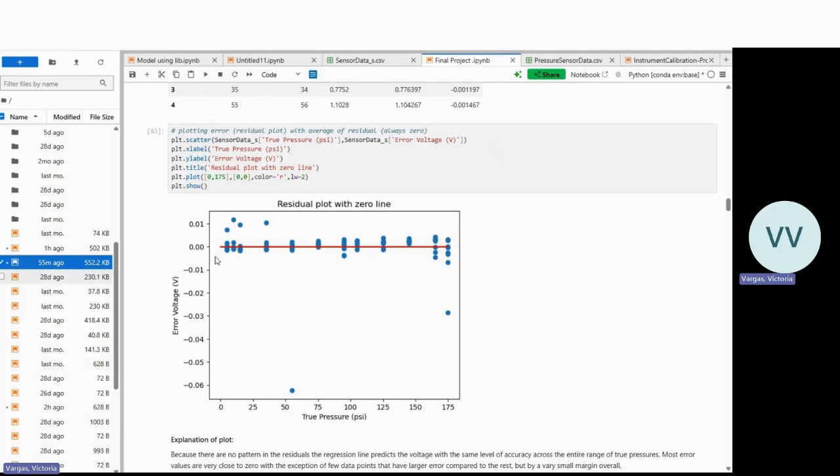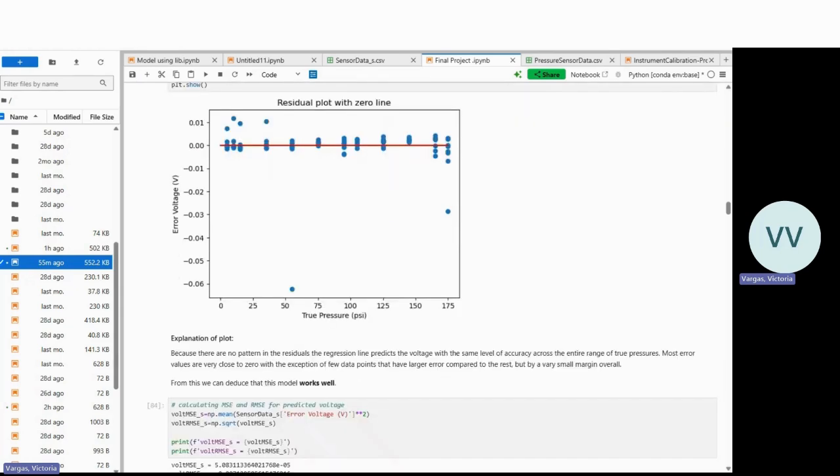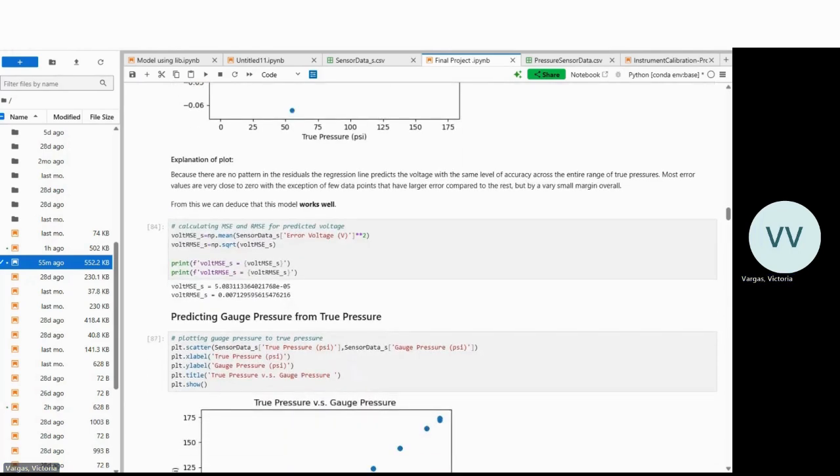So as you can see, there are some plot points above the line and some below the line, and they're pretty well balanced. There's only one outlier. So as Megan explained at the bottom, there's no pattern in the residuals. The regression line predicts the voltage with the same level of accuracy across the entire range of the true pressures. So this overall can help us conclude that this model can in fact work well.